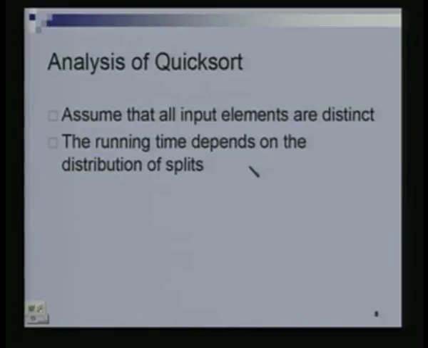Okay, so let's now try and analyze how much time quicksort takes. We have only seen that the partition procedure takes order n time, linear time, but we don't know how much time quicksort takes. The time taken by quicksort will depend upon how the split is happening. What do we mean by that? How many elements end up in the left part and how many elements end up in the right part? That's what we should find out, and that will determine how much time quicksort is taking, and let's see why.